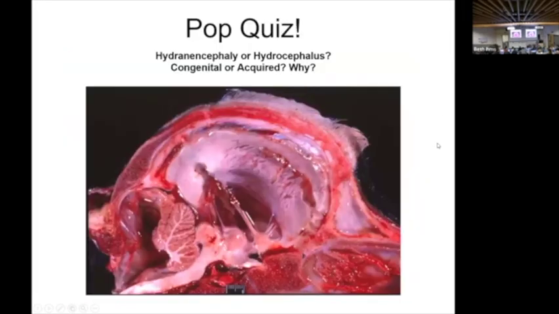All right, so pop quiz. Is this hydranencephaly or hydrocephalus, and why? And is it congenital or acquired? Hydranencephaly. Hydrocephalus. No clue.